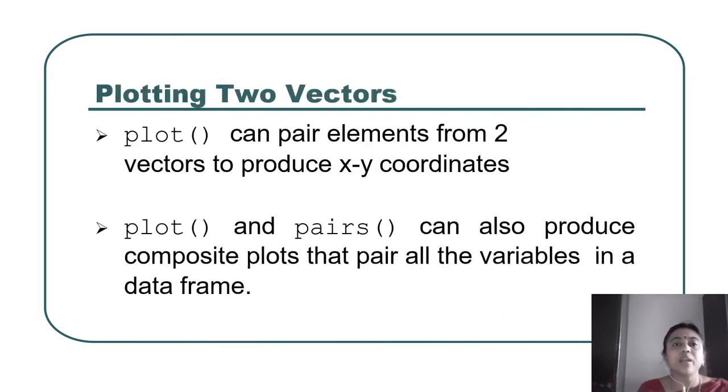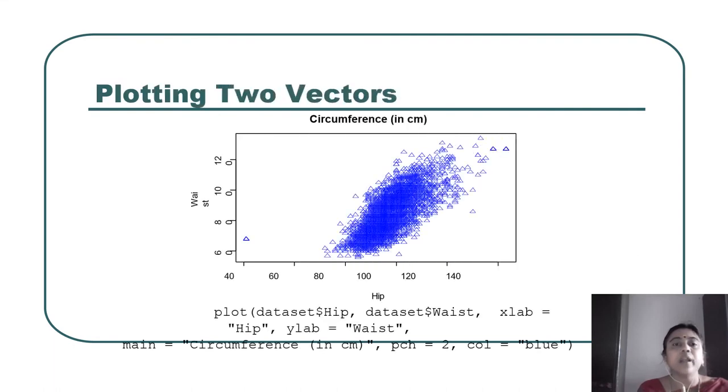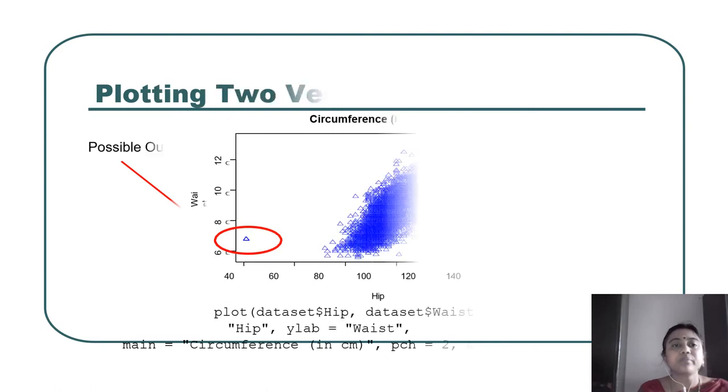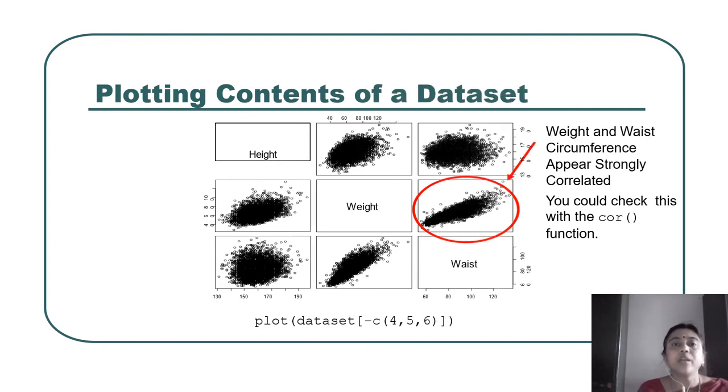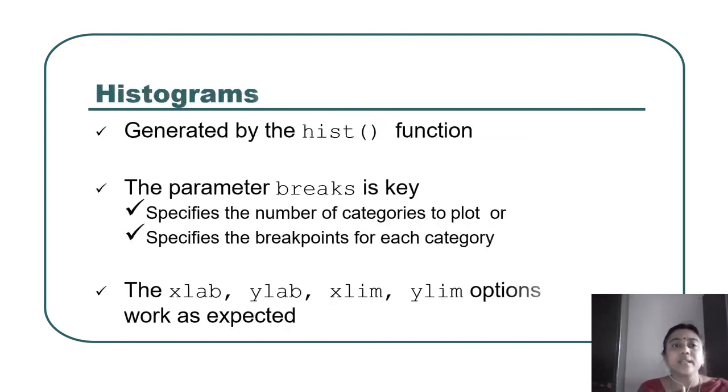Next, plotting two vectors. We can use the plot command to pair elements from two vectors to produce xy coordinates. Next, plot and pairs can also produce composite plots and pair all the values in the data frame. And how to plot the two vectors. This is the diagram we have shown. Next, let us consider plotting two vectors, and one more thing, plotting contents. Next, plotting contents of the data.